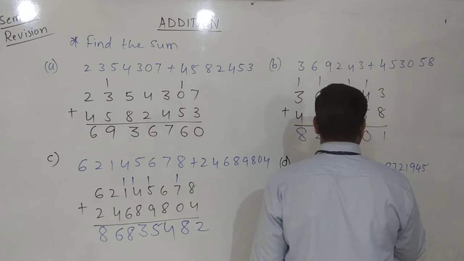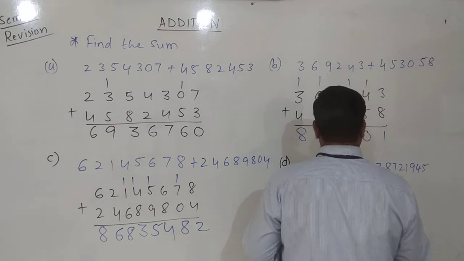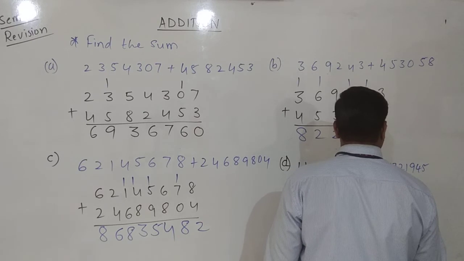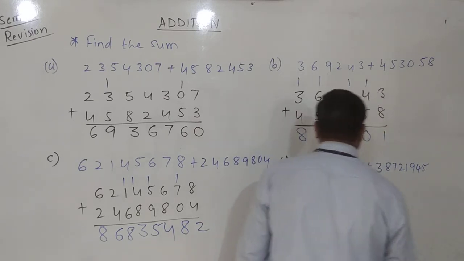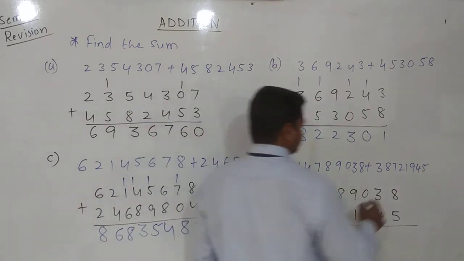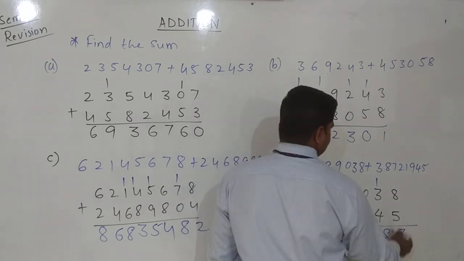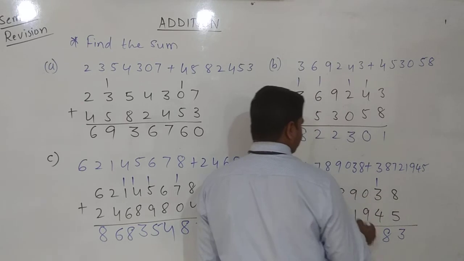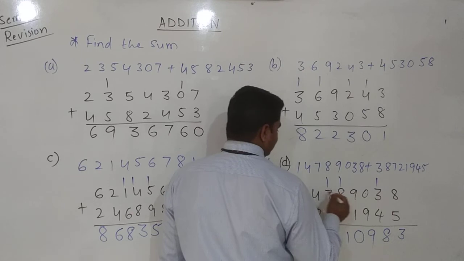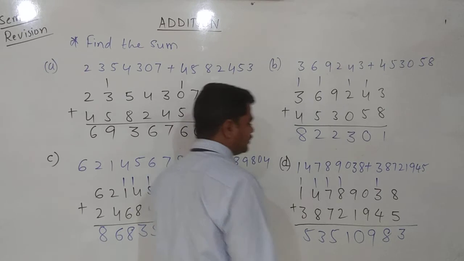Three, 8. Now we can add it very easily. Arrange in a column. 8 plus 5, 13. 1 plus 3, 4. 4 plus 4, 8. 0 plus 9, 9. 1 plus 9, 10. 1 plus 8, 9. 9 plus 2, 11. 15. 13. 5. Like this you can write.